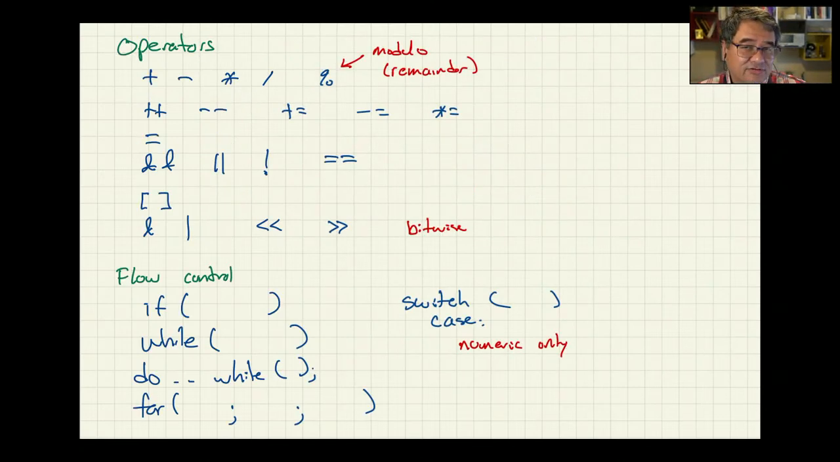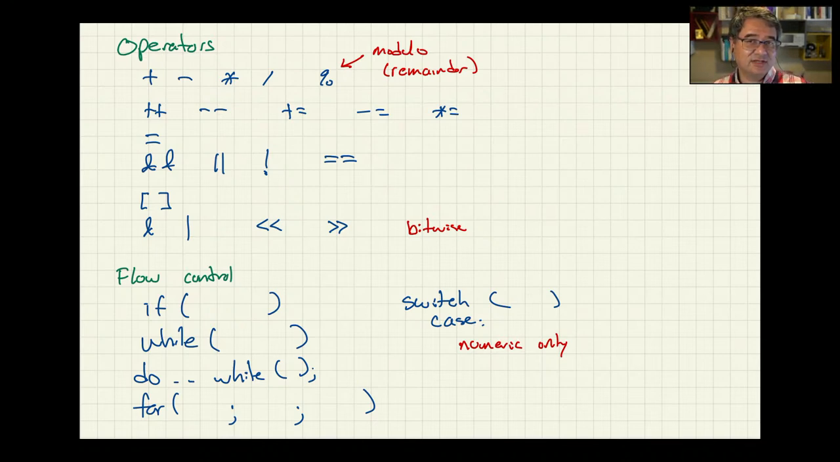The operators in C are almost identical to those in Java. You've got arithmetic operators, modulo or remainder operator. You've got the increment and decrement operators, just like they are in Java. Assignment, the Boolean conditional operators like and, or, not, equals. Those are all exactly the same. The array operator. It also has bitwise operators for manipulating individual bits of a number. Java has those too. You may not have used them, but they actually come from C.